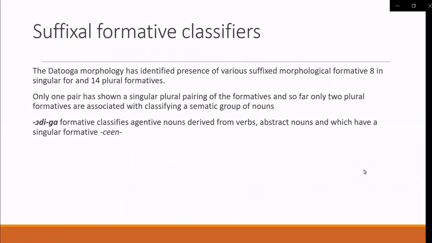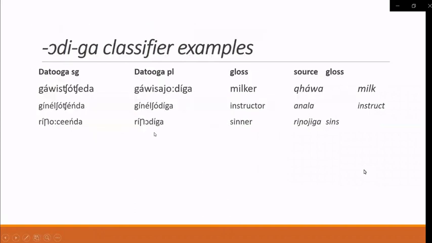The suffixal formative classifiers: we shall only look at two for the time being. And we have the Odiga formatives. This one classifies agentive nouns derived from verbs, abstract nouns, and which have a singular formative gen. For instance, here we have Gawistochenda in singular and Gawisajodiga. This is a milker. And the source is kawa, to milk. And then we have Ginelshochenda coming to Ginelshodika. Here you have instructor coming from instruct. We have Rinochenda coming from Rinojika. So that is one, classifying such agentive nouns.